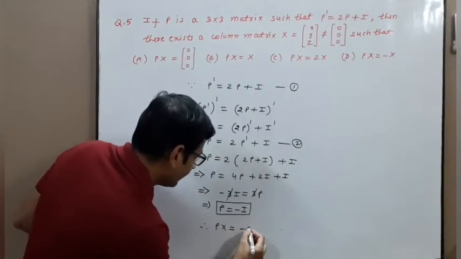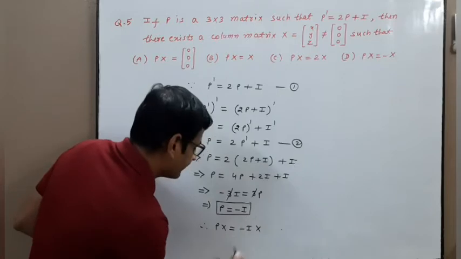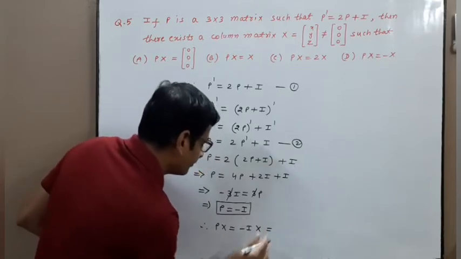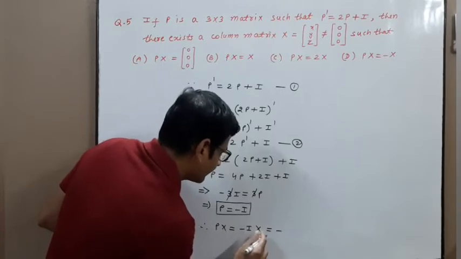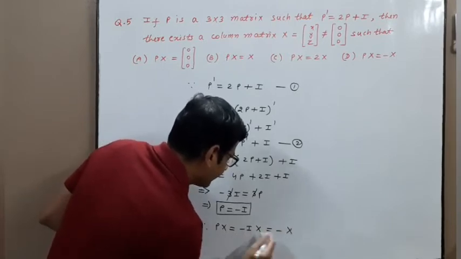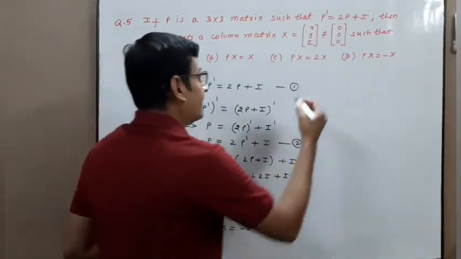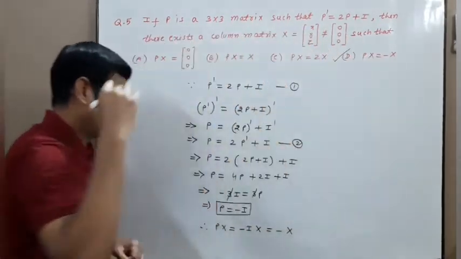Px equal to minus I into X is equal to minus I into X is equal to X. Any matrix into identity matrix is equal to matrix itself. So which of the option is correct? Px equal to minus X.